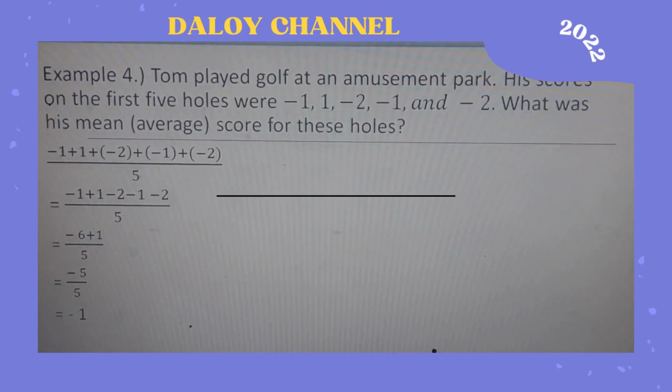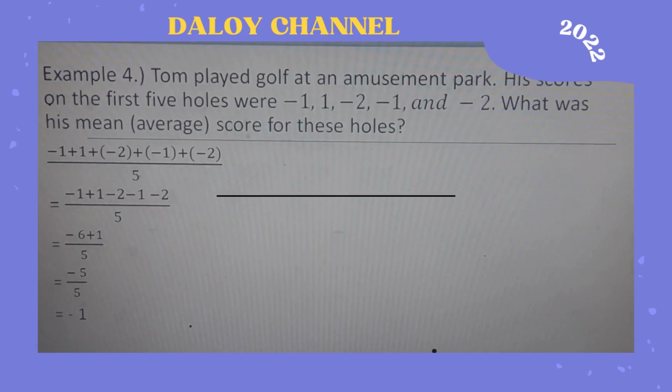In this case, we should also take into consideration the signs of the numbers. But generally, in finding the average, we need to add all the data or scores we have, then divide it by the total number of holes, and that is 5 holes. So simply, negative 1 is to be added to positive 1, to be added to negative 2, to be added to negative 1, and also to be added to negative 2, and all over 5.